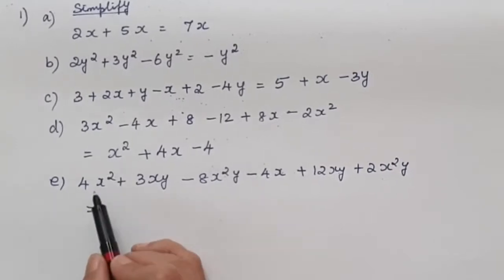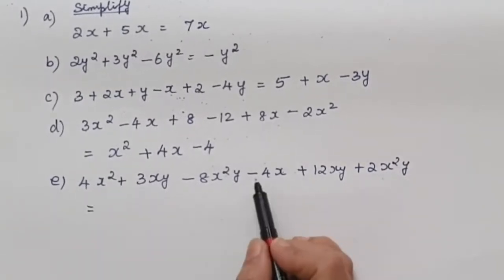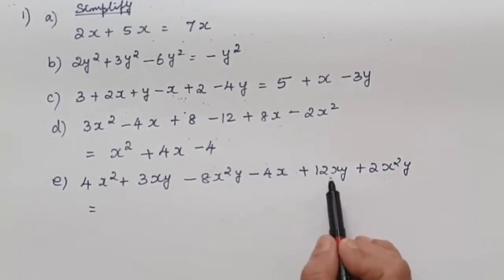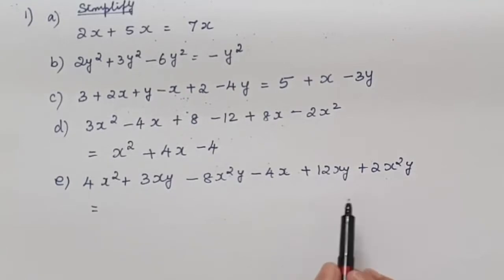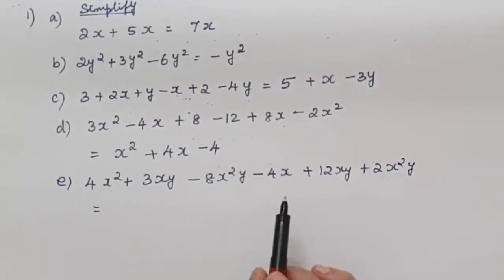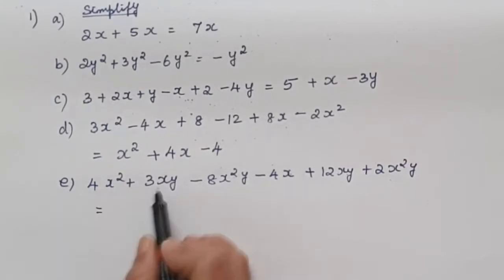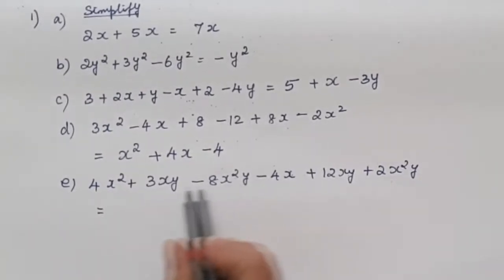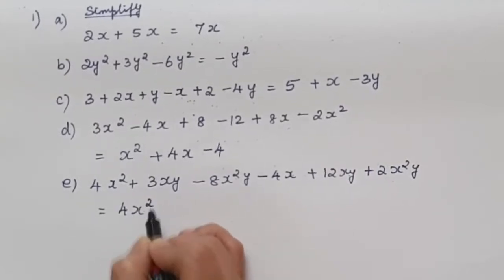Now the E part, 4x squared plus 3xy minus 8x squared y minus 4x plus 12xy plus 2x squared y. Now in order to do this, we have to equate the like terms and then simplify. Now let us see whether we have another 4x squared over here. No, only one 4x squared is there. So we just write it.